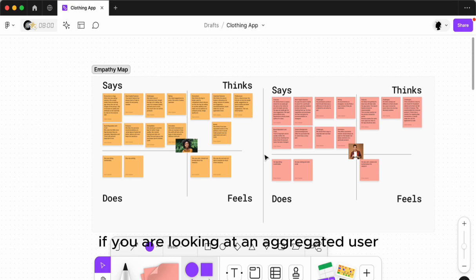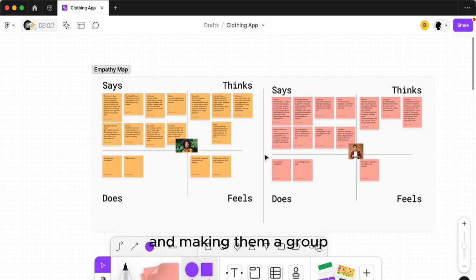If you are looking at an aggregated user empathy map, you would be merging people with similar traits, similar thoughts, similar patterns, similar behaviors, similar characteristics, and making them a group. So one group would represent one empathy map. It may be a group of 2 persons, 3, 4, 5, 7, or 10 persons, but that particular group shares the same traits, and they were saying almost the same things when you were asking them questions, they share the same belief systems and the likes.